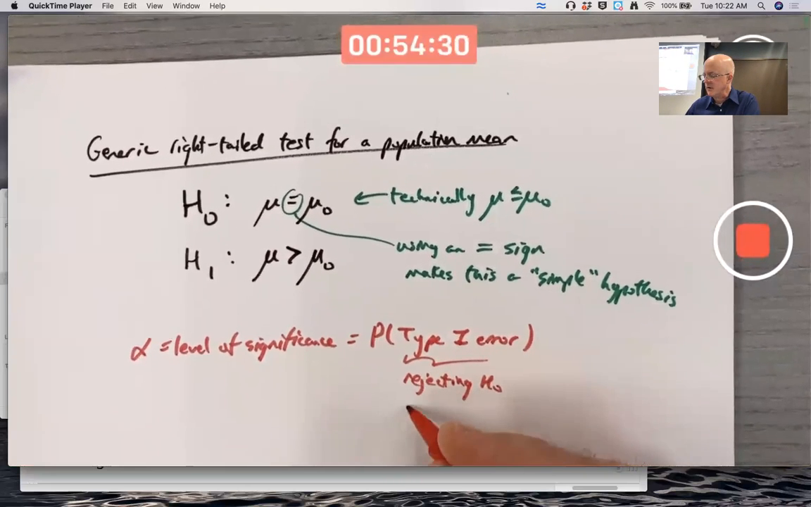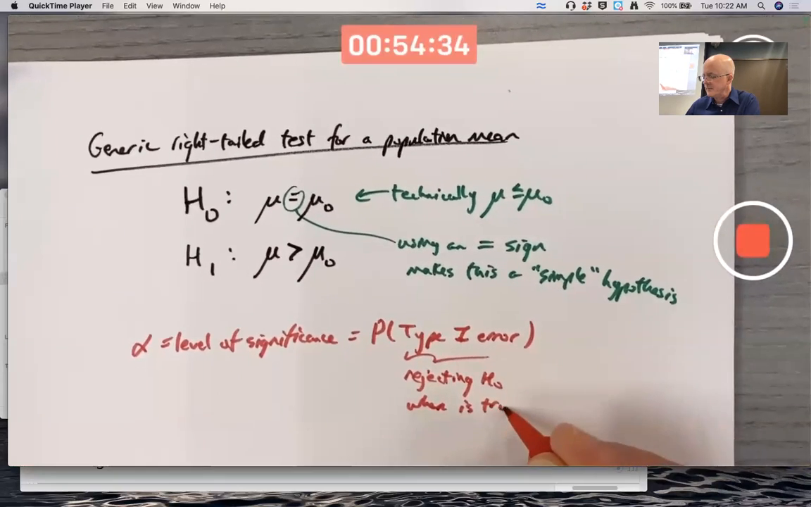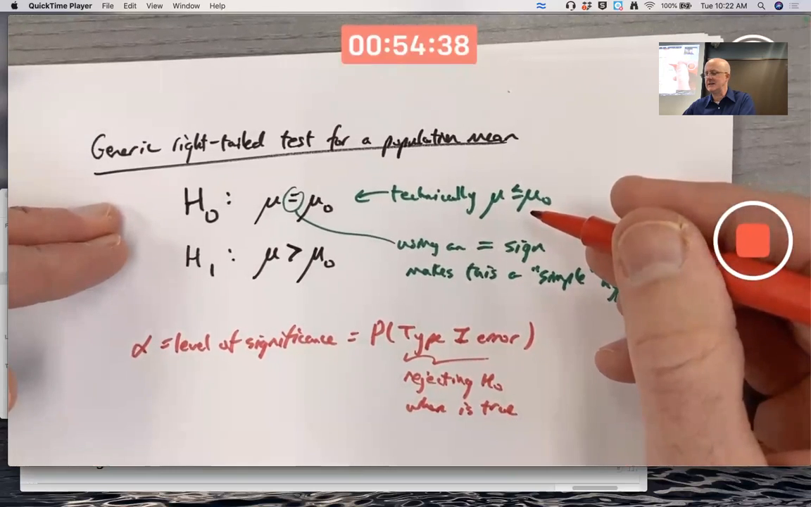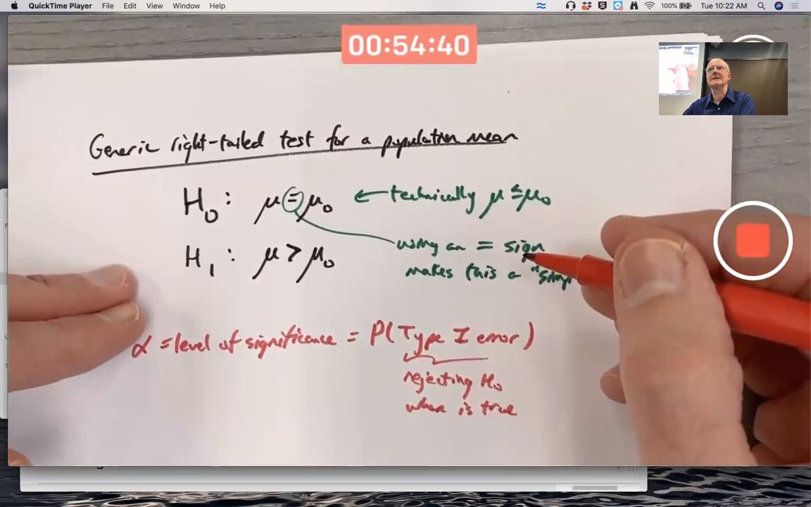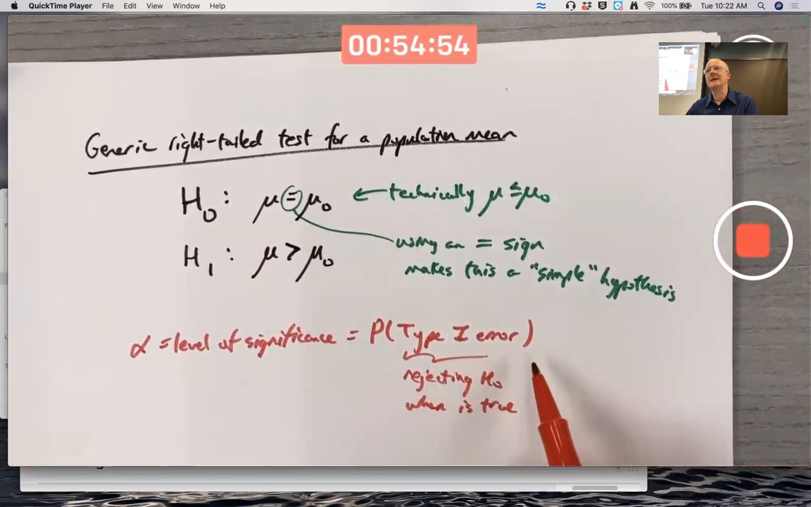Rejecting H0 when H0, the null, is true. In a courtroom, the null is innocent, the alternative is guilty. While you go through the trial, you give the null the benefit of the doubt. That's the assumption of innocence until proven guilty. A type 1 error then is like convicting an innocent person.